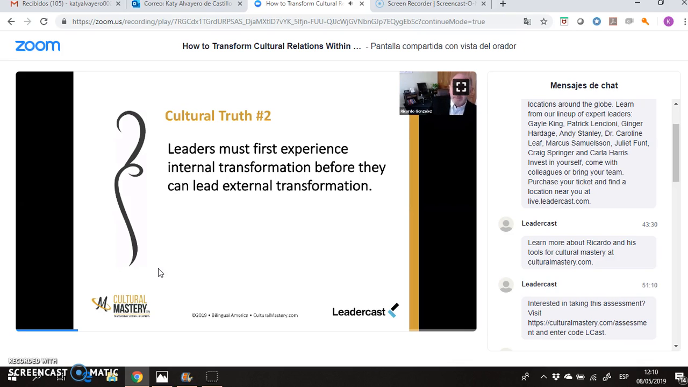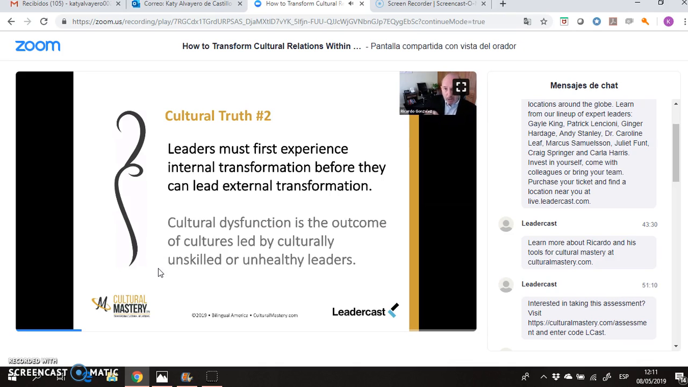Cultural truth number 2, and that is that leaders must first experience internal transformation before they can lead external transformation. I see a lot of leaders with really, really good intentions, who themselves had not developed the cultural health or skill to be able to lead a culturally healthy organization. Okay? So leaders must first experience internal transformation before they can lead external transformation. And cultural dysfunction is simply the outcome of cultures that are led by culturally unskilled or unhealthy leaders.